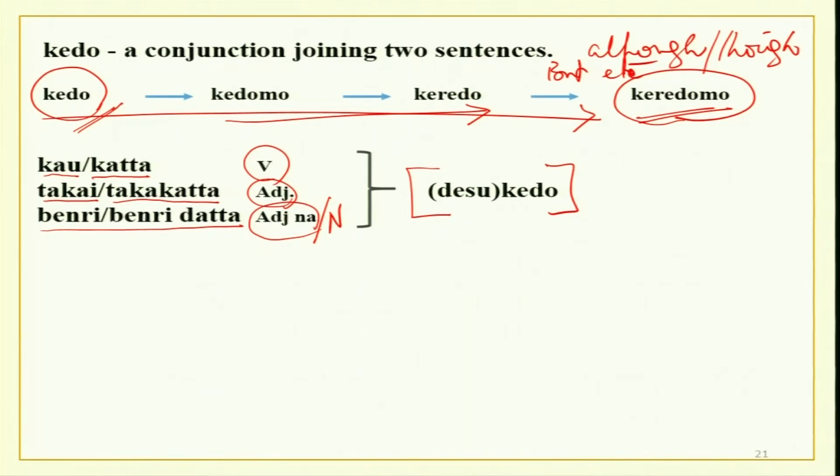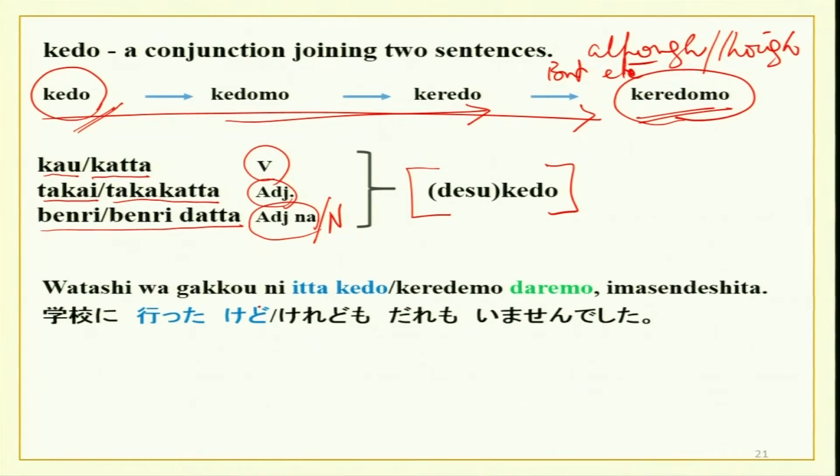How are we going to use it? You can see over here, watashi wa gakko ni itta kedo, though I went, or keredomo if you are talking to someone you do not know, daremo imasen deshita, nobody was there. Gakko ni itta kedo, even though I went, daremo imasen deshita. So over here you can use keredomo as well. Verb is in past plain form.